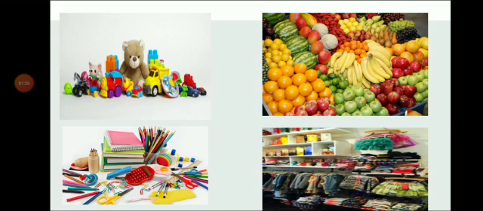Now my dear students, before starting the lesson, let's have a look at this picture. There are different pictures. First, there are pictures of toys, there are different fruits, there are different items of stationery and there are different clothes. So how do we buy them? How do we get them? We go to a shop. We go to a toy shop to buy the toys. We go to a fruit seller to buy the fruits. We go to a stationery shop to buy different items of stationery. And we go to a clothes shop to buy different clothes.